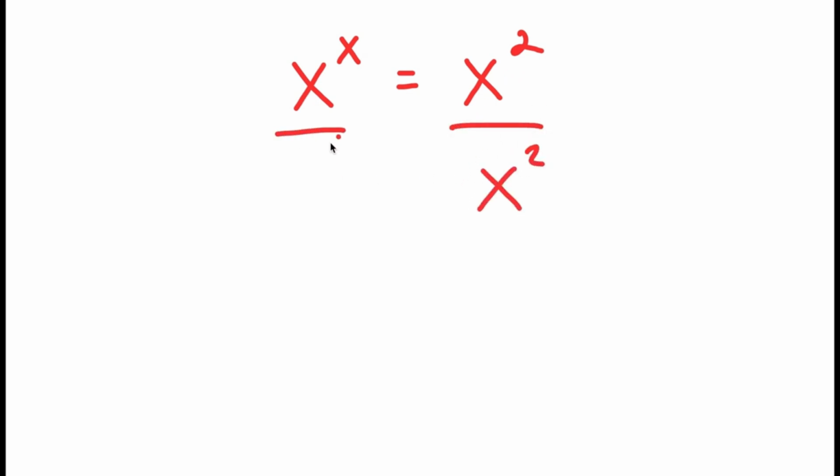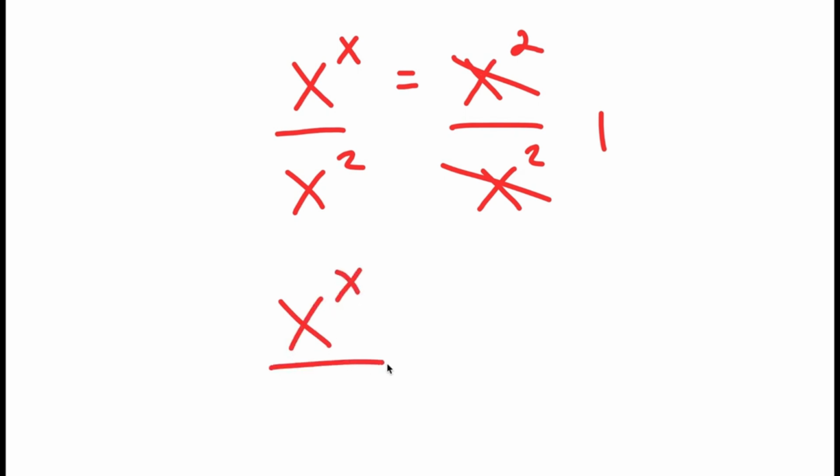Alright, so in this video, I'm going to solve the equation x to the power of x is equal to x to the power of 2. So to solve this, I'm going to first start by dividing both sides by x to the power of 2. Then these two cancel out to get 1, and I get x to the power of x over x to the power of 2 is equal to 1.